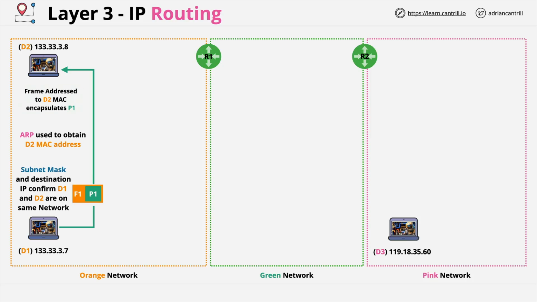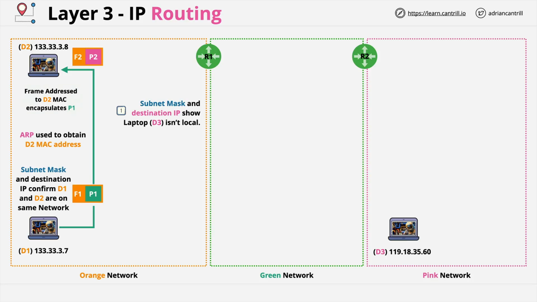Now let's step through a remote example, device 2 communicating with device 3, and these are on 2 different networks. Device 2 is on the orange network and device 3 is on the pink network. So first, the D2 laptop compares its own IP address to the D3 laptop IP address, and it uses its subnet mask to determine that they're on different networks. Then it creates a packet P2 which has the D3 laptop as its destination IP address. It wraps this up in a frame called F2, but because D3 is remote, it knows it needs to use the default gateway as a router.